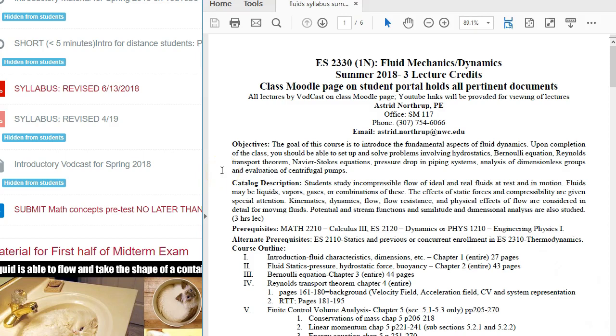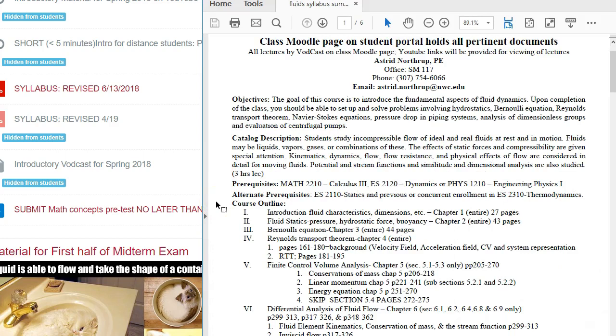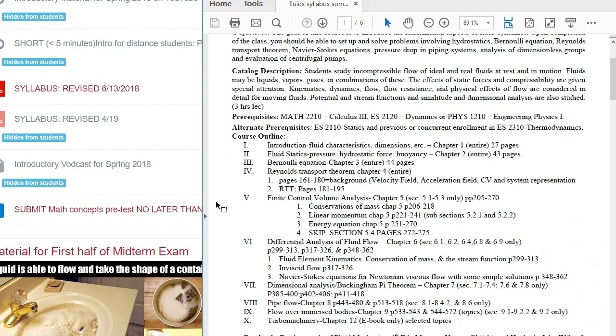So the objectives of this course, the goal is to introduce the fundamental aspects of fluid dynamics, and we have some of the specific topics that we cover. You'll be able to set up and solve problems involving hydrostatics, the Bernoulli equation, Reynolds transport theorem, Navier-Stokes, pressure drop in piping systems, and the analysis of dimensionless groups, and also evaluation of centrifugal pumps. We just kind of touch on that. That's not really a huge issue in this class, but we'll cover enough that you'll be able to deal with it in your future depending on what your major is and what classes you have that have this course as a prerequisite.